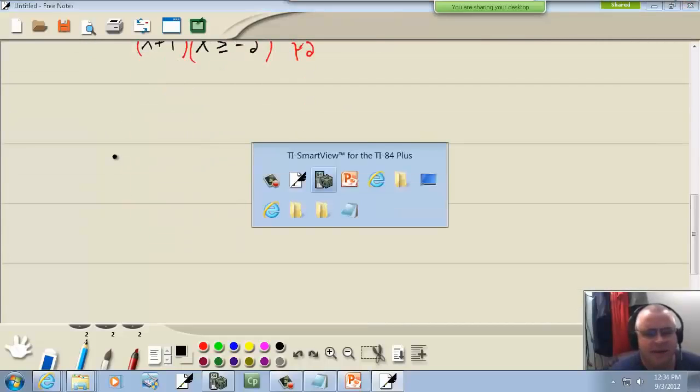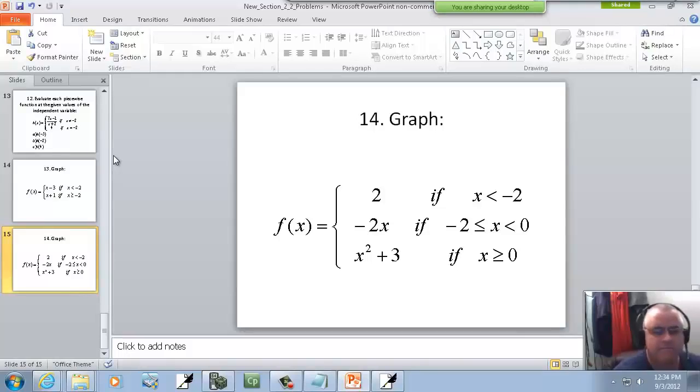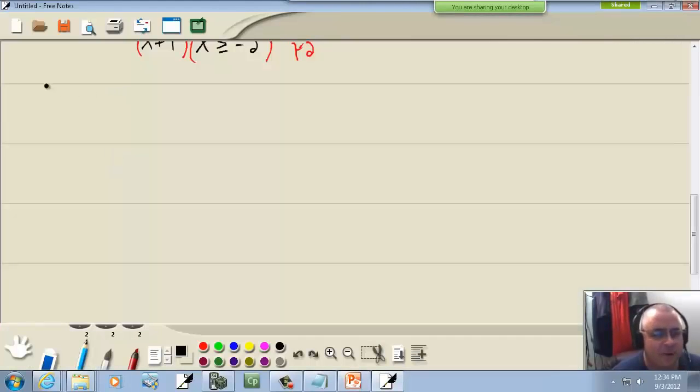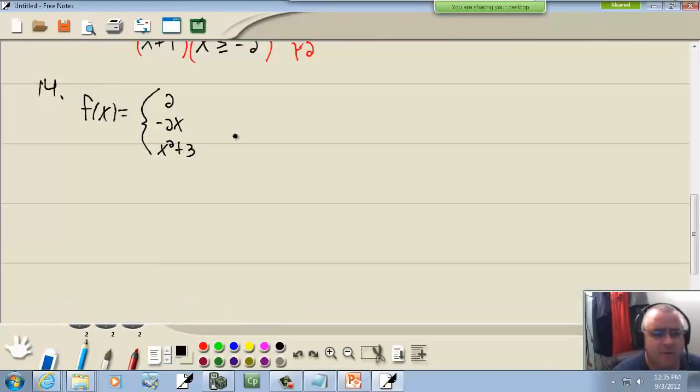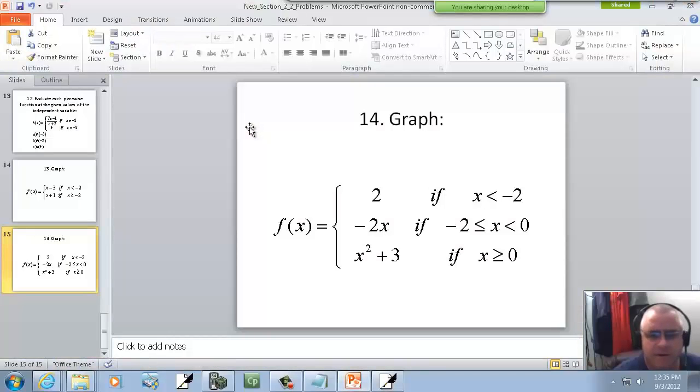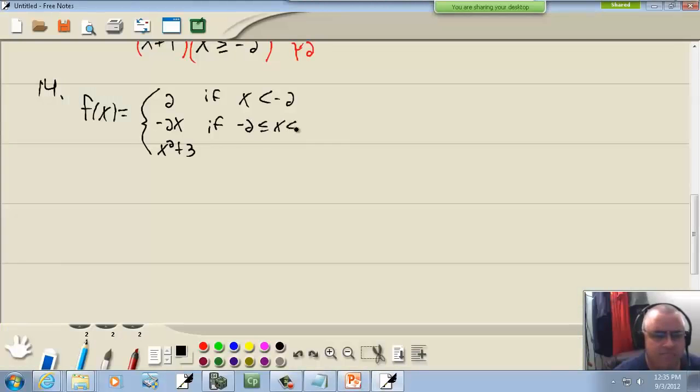Well, let's take a look at another one by hand. And now I'll try to remember if I remember how to do this one on the calculator. It's a little bit tricky. Okay, so I got 2, negative 2x, and x squared plus 3. This is if x is less than negative 2. This one if you go from negative 2 to 0. And this one where x is greater than or equal to 0.